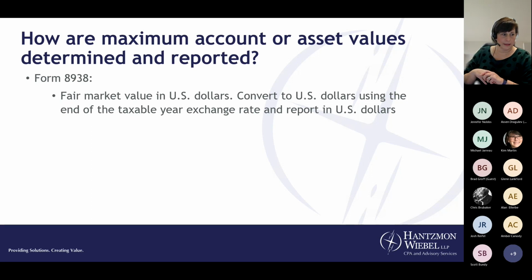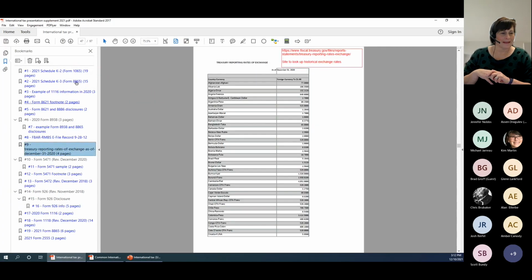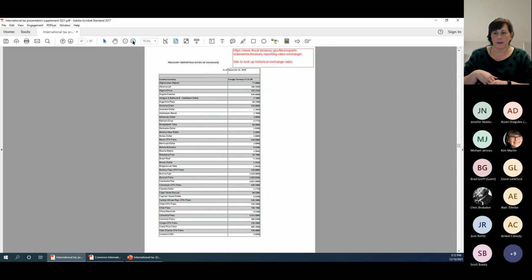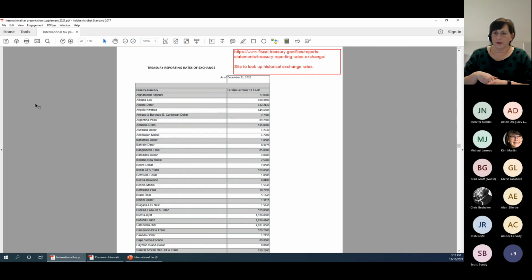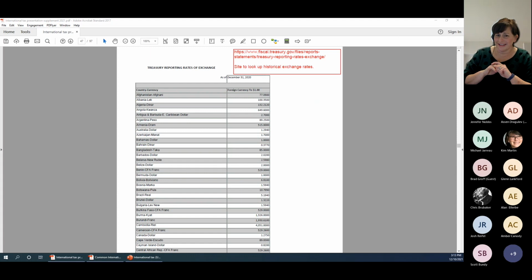And I've got a chart at bookmark 9, Faye. Okay, so this chart is published by the Treasury Department. If you Google Treasury reporting rates of exchange historical, or something like that, it will come up. And you can also go to fiscal.treasury.gov to get this information, and it lists every foreign currency, and they publish it quarterly. So in the presentation, I pulled up the December 31, 2020, so you could see what it looks like. Any questions on that? All righty. So we're going to go back to the slide deck.